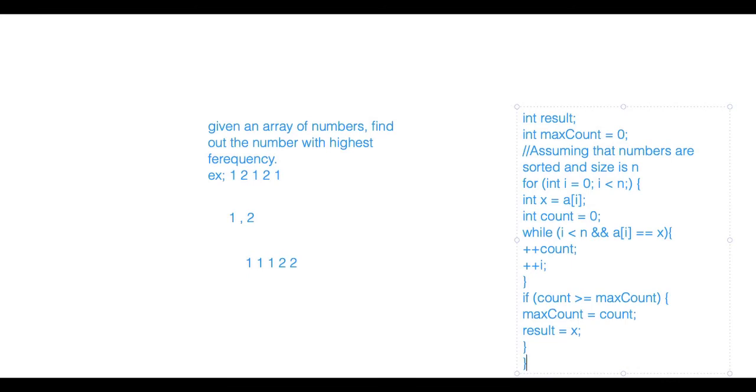So right now, after all this operation, what do we have? The max count is 3 and the result is 1. Then we will again come to above, right? Here i is still less than n, because the value of n is 5 and we are only at the third position. So now x will be a of 3, which is 2. So now the value of x will be 2, and count will be 0.